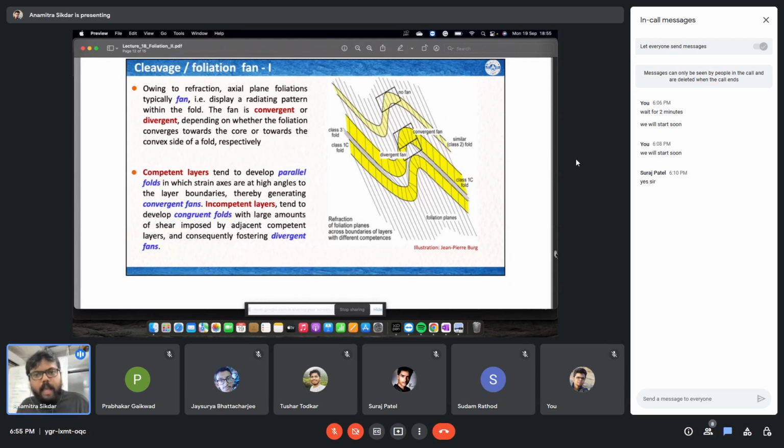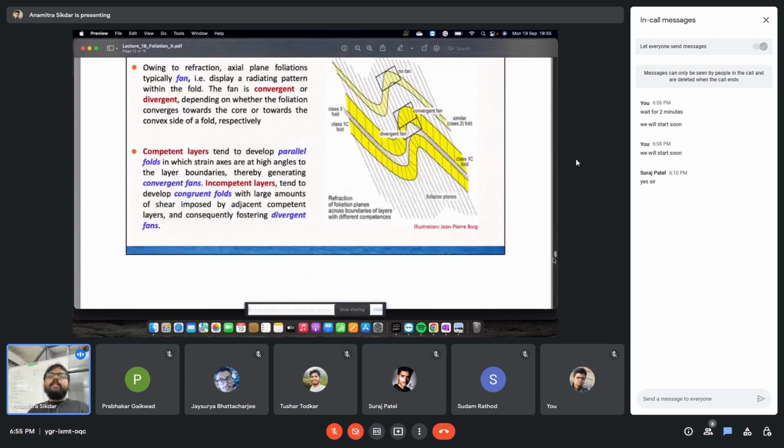So from that you can actually see in the field, where you cannot readily say that this layer is more competent than the other, one way is to observe the cleavage refraction. Okay.